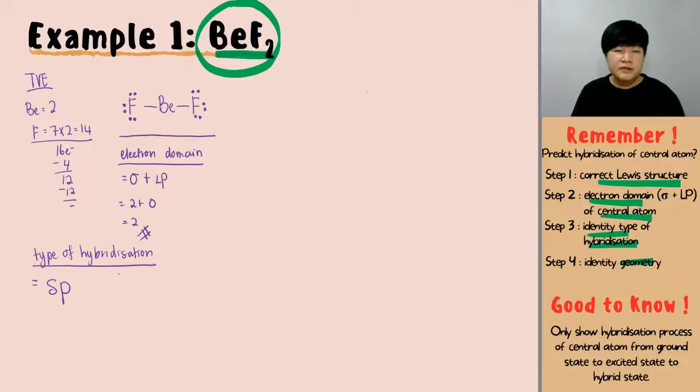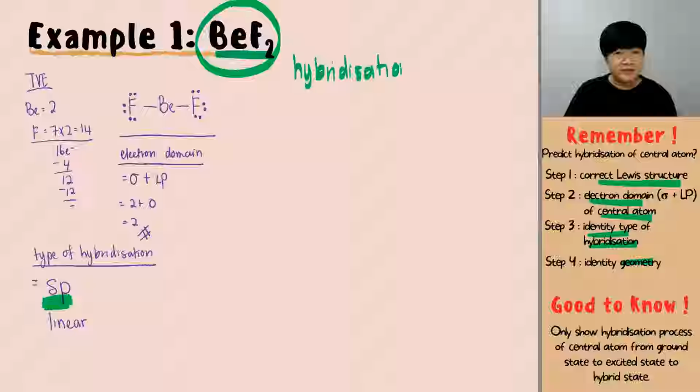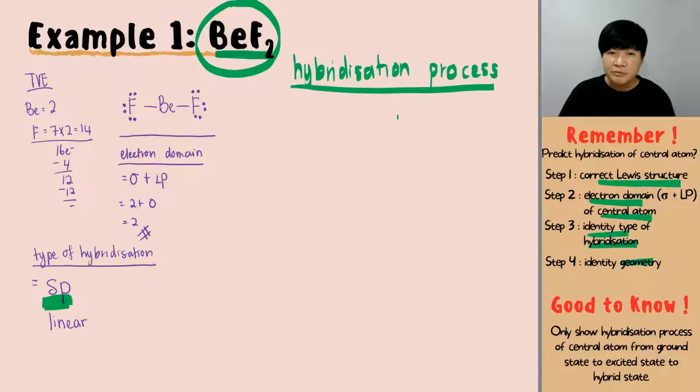So, from the type of hybridization, straight away, you know that the geometry is linear. Okay? So, we are now having the things that we want. We know the type of hybridization is what already, which is your sp. So, from this type of hybridization, we can then move on to the most important thing for this video, the hybridization process. So, I'm going to show you how to start with the hybridization process and how we proceed.